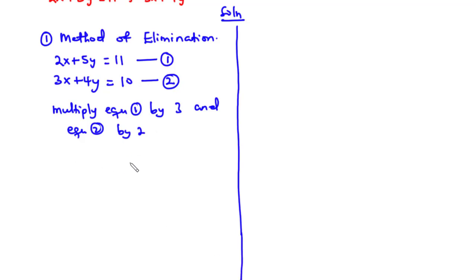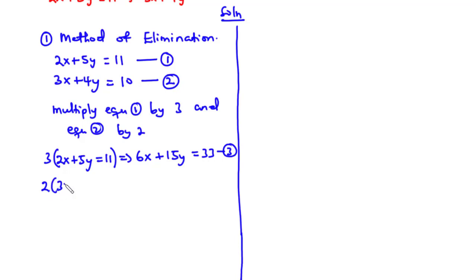So for equation 1, we are going to multiply by 3. So we have 3 times 2x plus 5y equals 11. This becomes 6x plus 15y equals 33. Let's call this equation 3. And then for equation 2, we are going to multiply by 2. So 2 times 3x plus 4y equals 10. This also becomes 6x plus 8y equals 20. Let's call this equation 4.